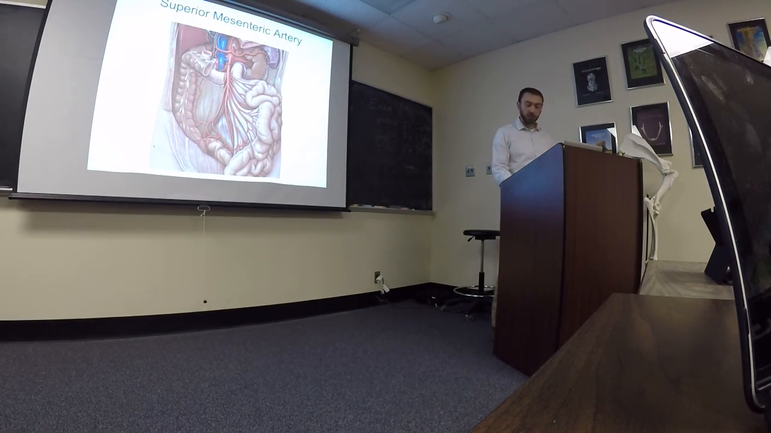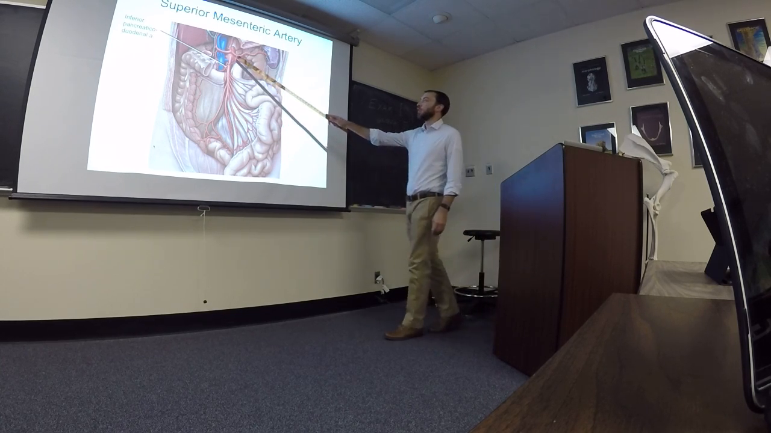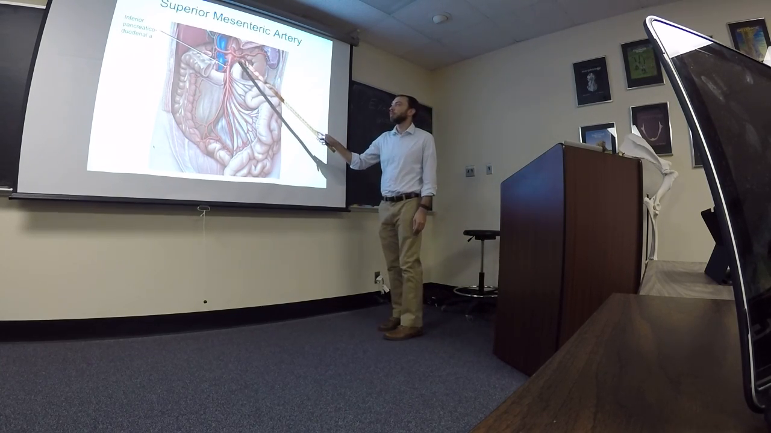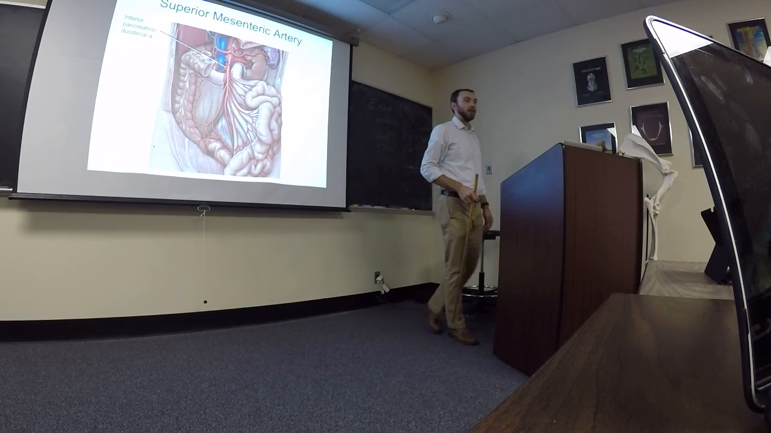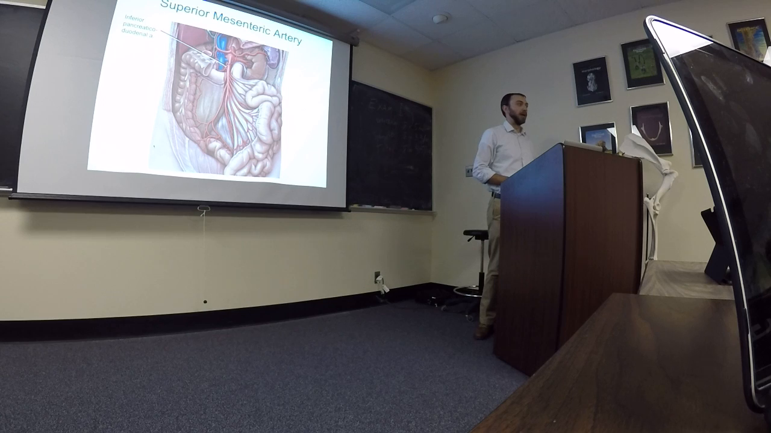Okay, so here's a more realistic drawing of this. So here's our superior mesenteric artery coming off of the aorta. It'll send off a branch to the lower margin of the head of the pancreas called the inferior pancreaticoduodenal. And we mentioned this one on Friday because this will anastomose with the superior pancreaticoduodenal.